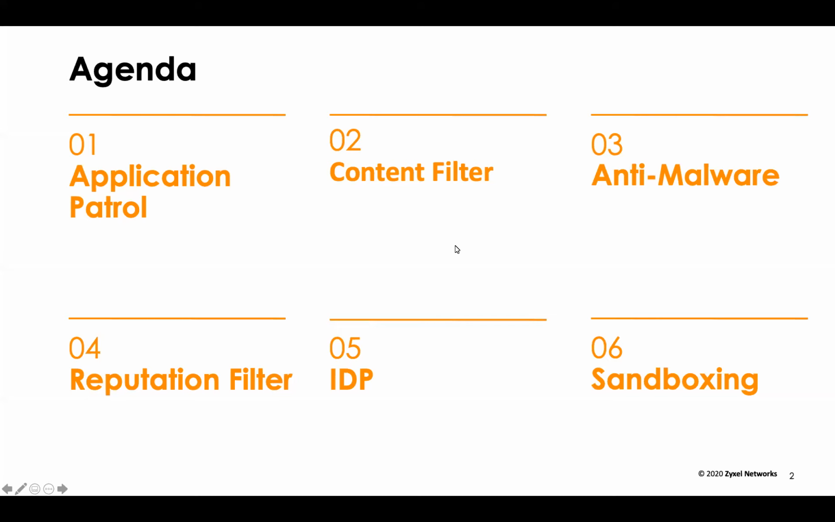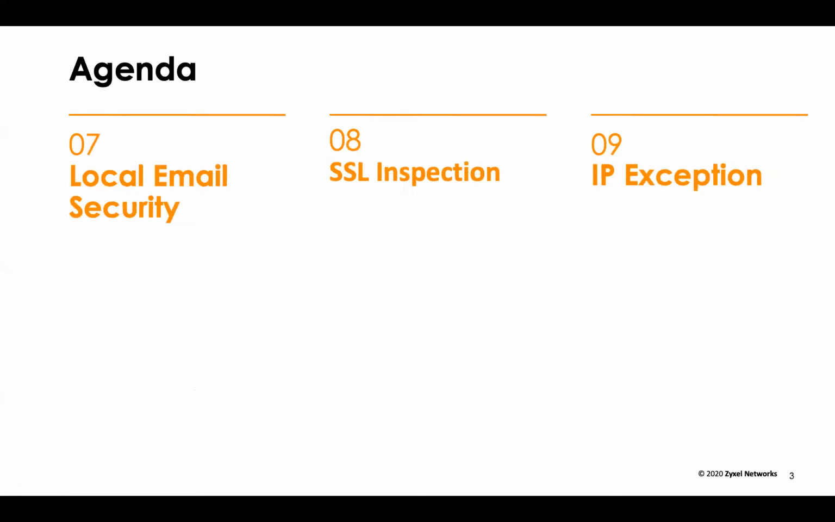So on the agenda today, we're going to take a look at the ATP series firewall, and we're going to look at the security policies: application control, content filtering, anti-malware, reputation filter, intrusion detection and prevention, the sandboxing feature on the ATP, your local email security, SSL inspection, and IP exception.